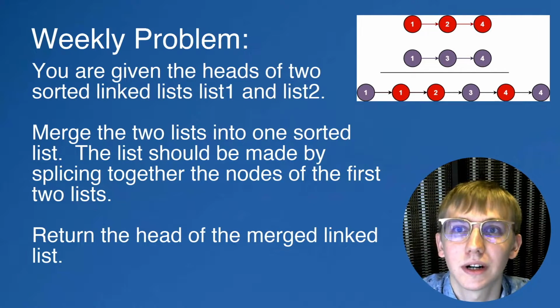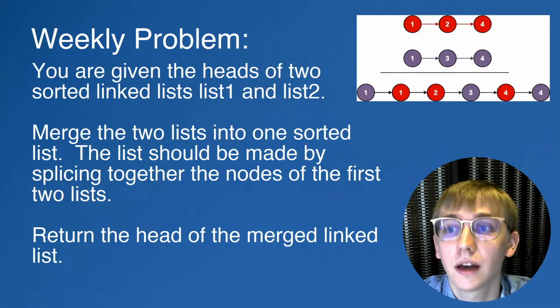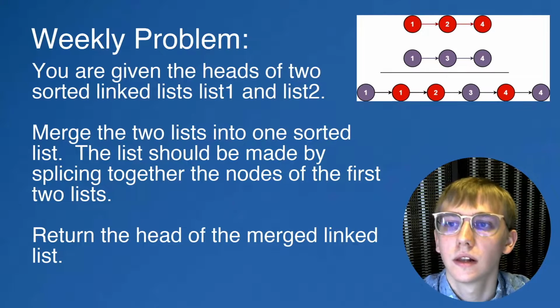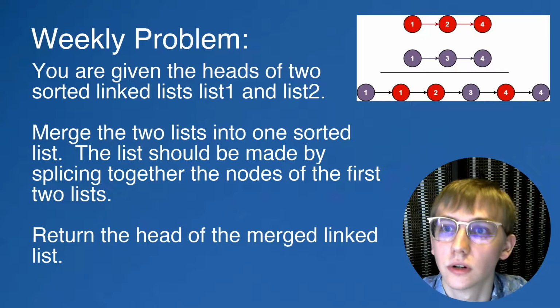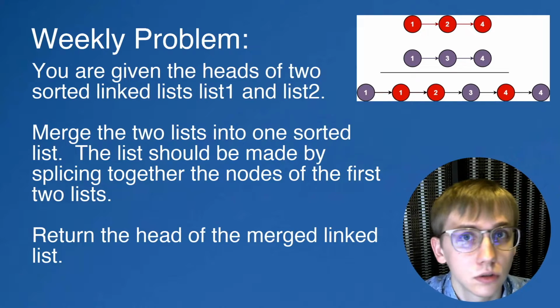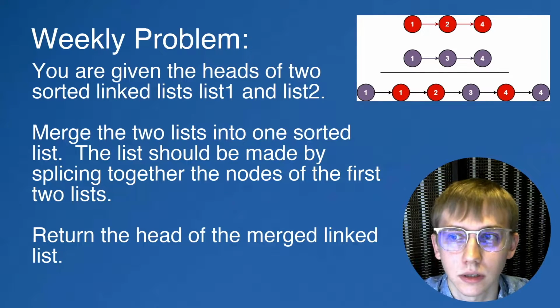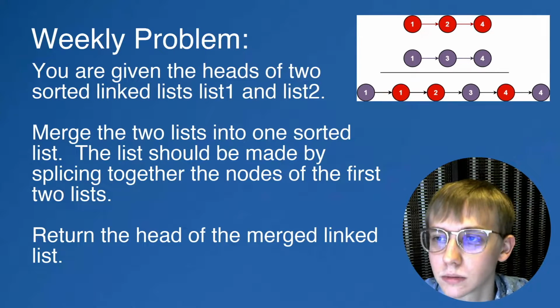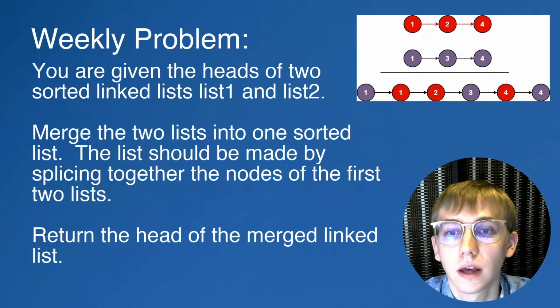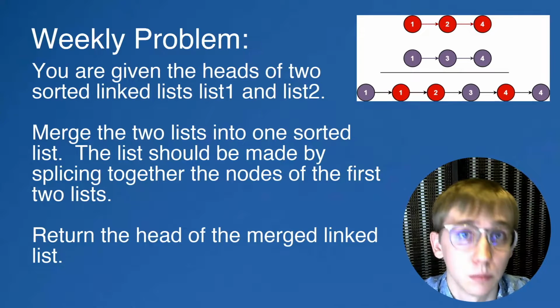Let's get into this week's problem. You're given the heads of two sorted linked lists, list 1 and list 2, shown up here in the top right corner of the screen. You want to merge the two lists into one sorted list. The list should be made by splicing together the nodes of the first two lists. And then at the end, you will return the head of the merged linked list.